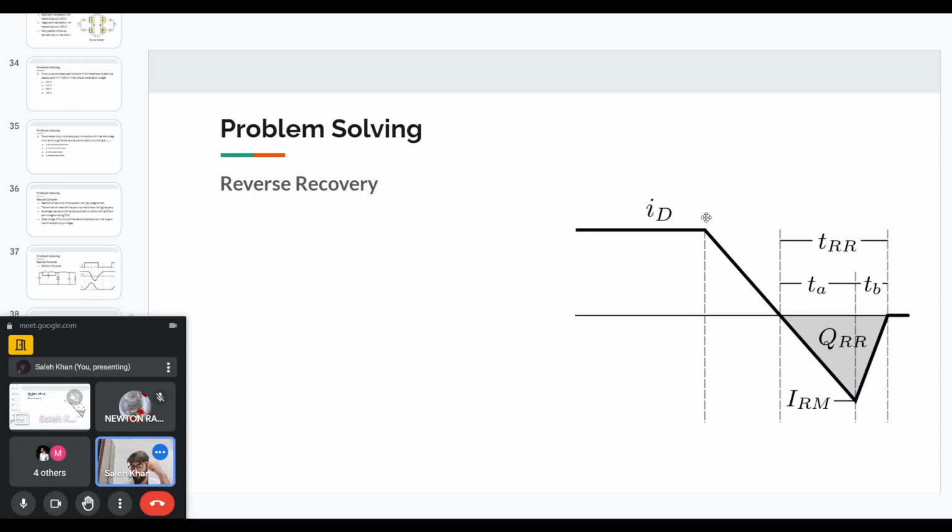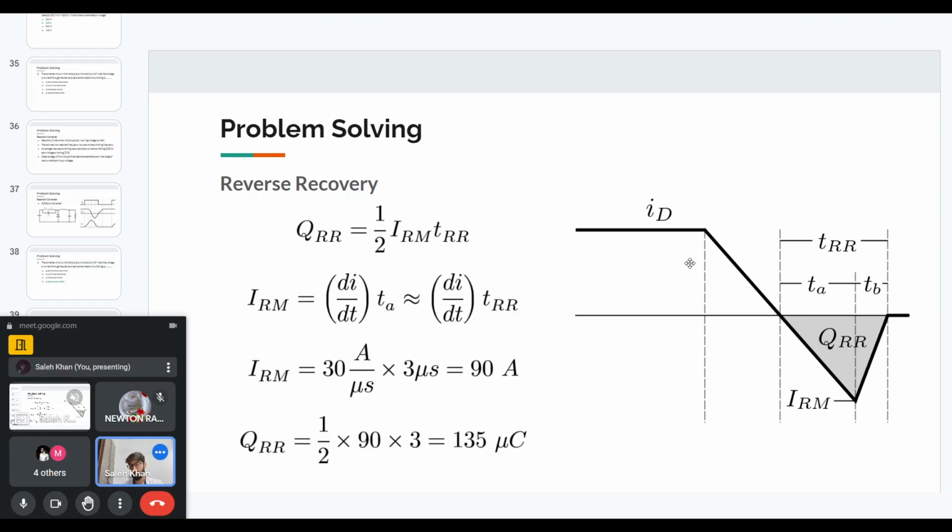So the diode current, when it turns off, instead of directly going to zero, it will continue in the negative direction to just remove the space charge. And after, it will reach a peak, and then it will go to zero. And this QRR will be the space charge that has to be removed. And this is what the question is asking about. So we are given the TRR time, the total reverse recovery time, and we are given the slope of the rate of the fall of the diode current.